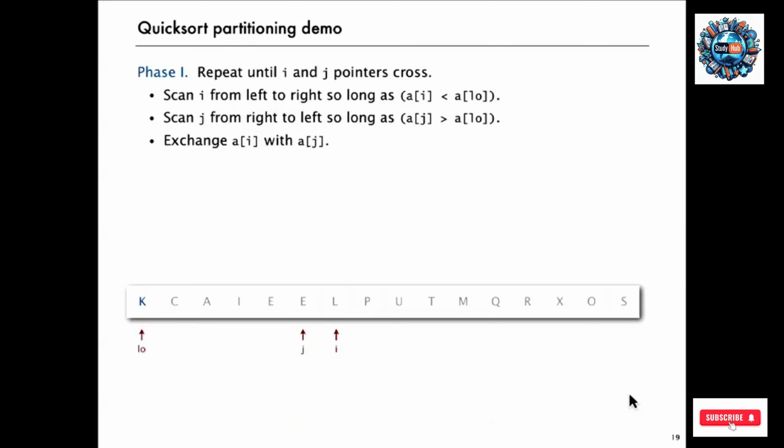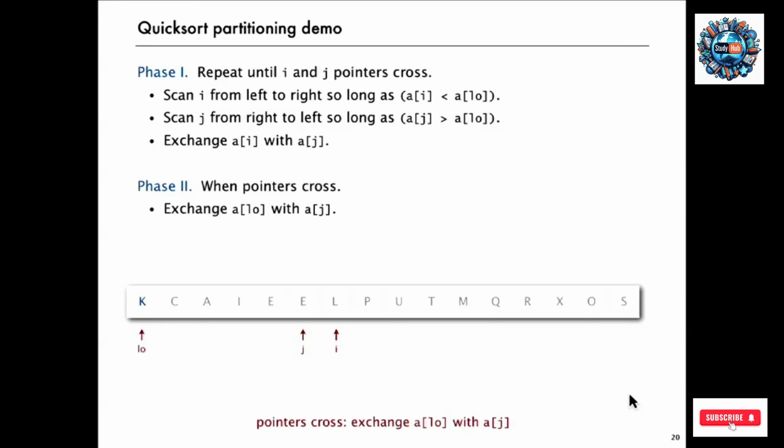And now at this point, the partitioning process is complete because the pointers have crossed and we've looked at everything in the array. In fact, j points to the rightmost element in the left subfile. That's everything that's not greater than K, so we can just exchange j with our partitioning element, and now we've achieved the goal of partitioning the array so that a of j is in its position, nobody to the left is greater, nobody to the right is less.